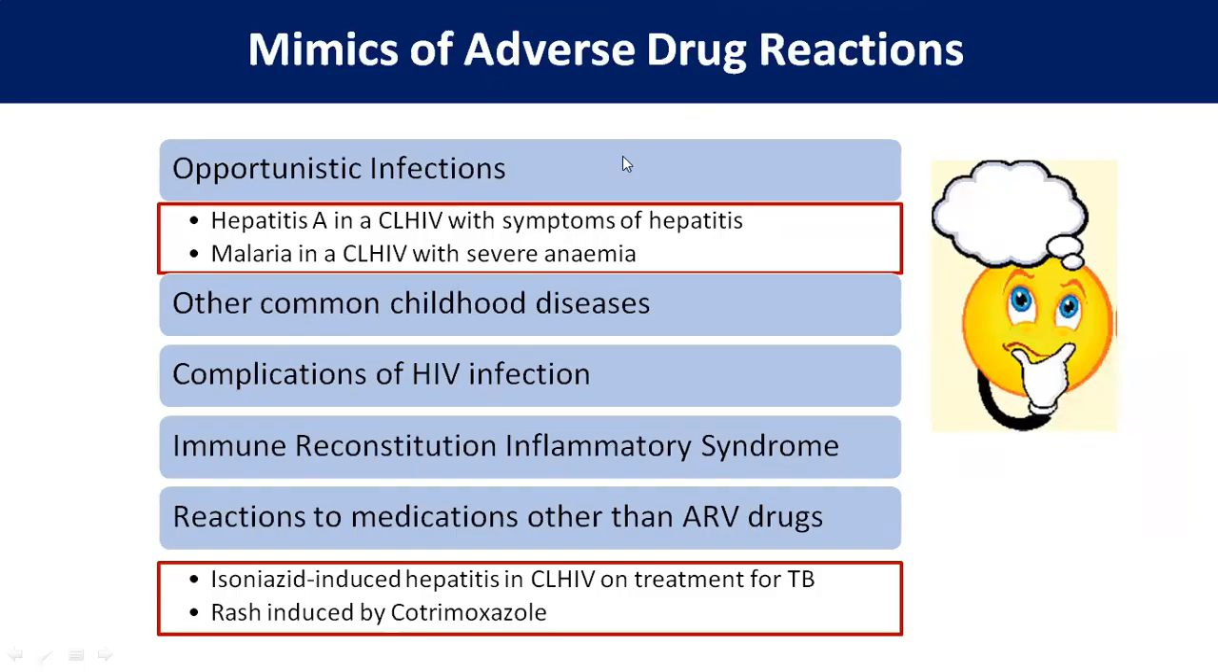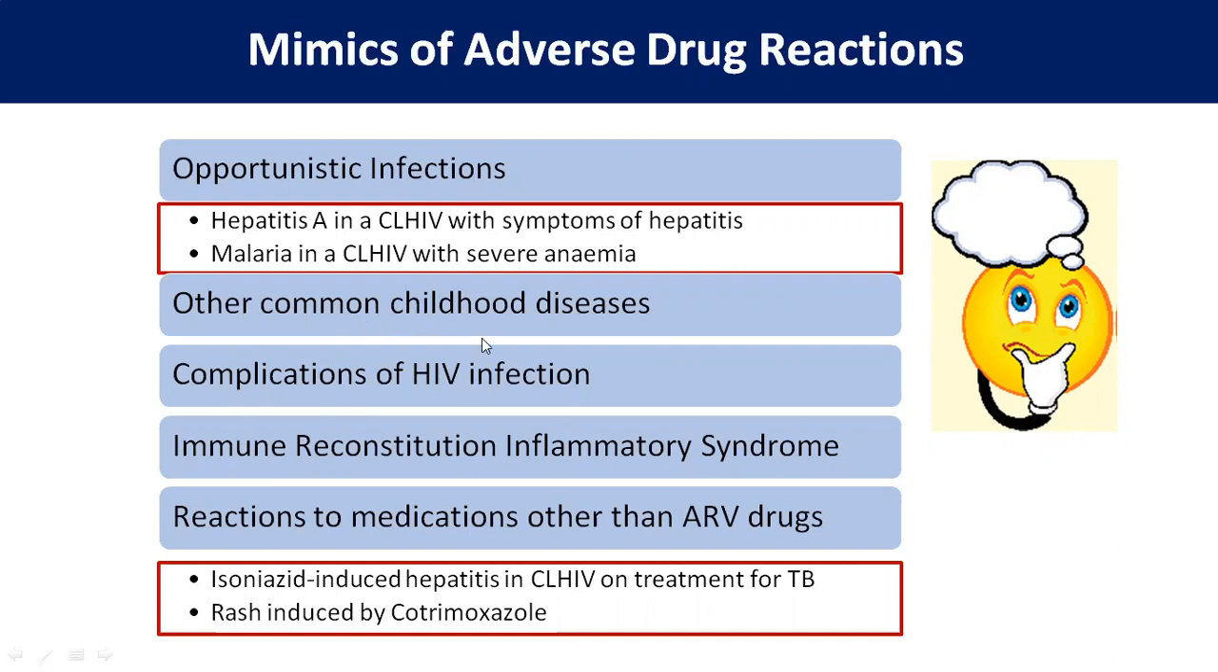Mimics: sometimes there is confusion whether it is an adverse effect or an opportunistic infection. So what are the mimics? Opportunistic infections, like drug rash, maybe sometimes scabies also, with papular eruptions and itching. Even in drug rash, sometimes papular eruptions will be there. So you will have to decide whether it is drug rash or an opportunistic infection.